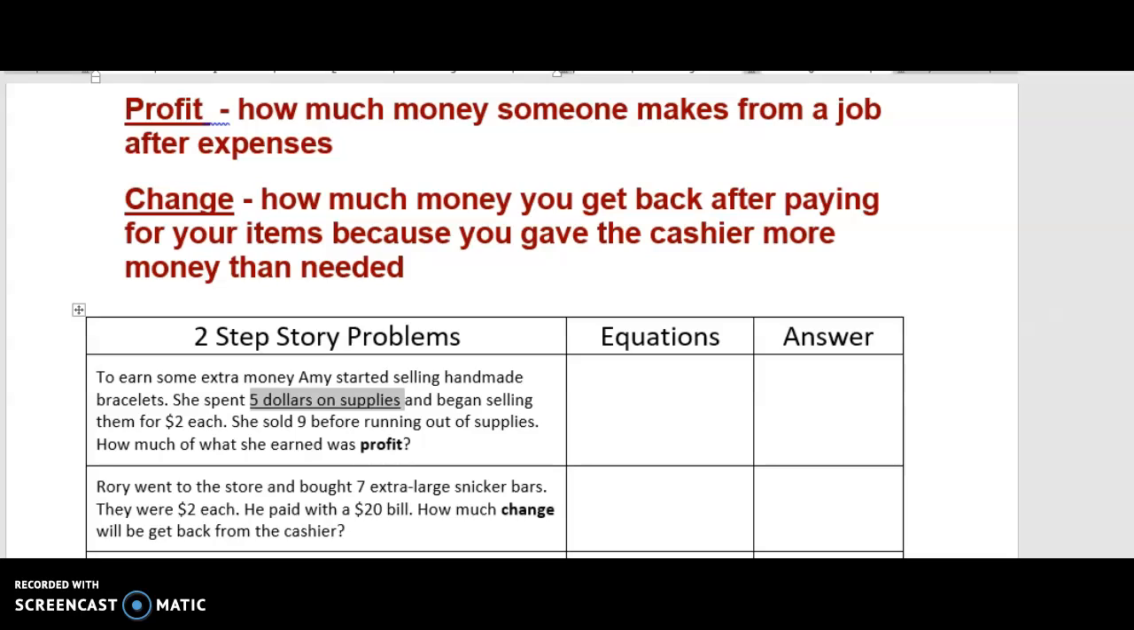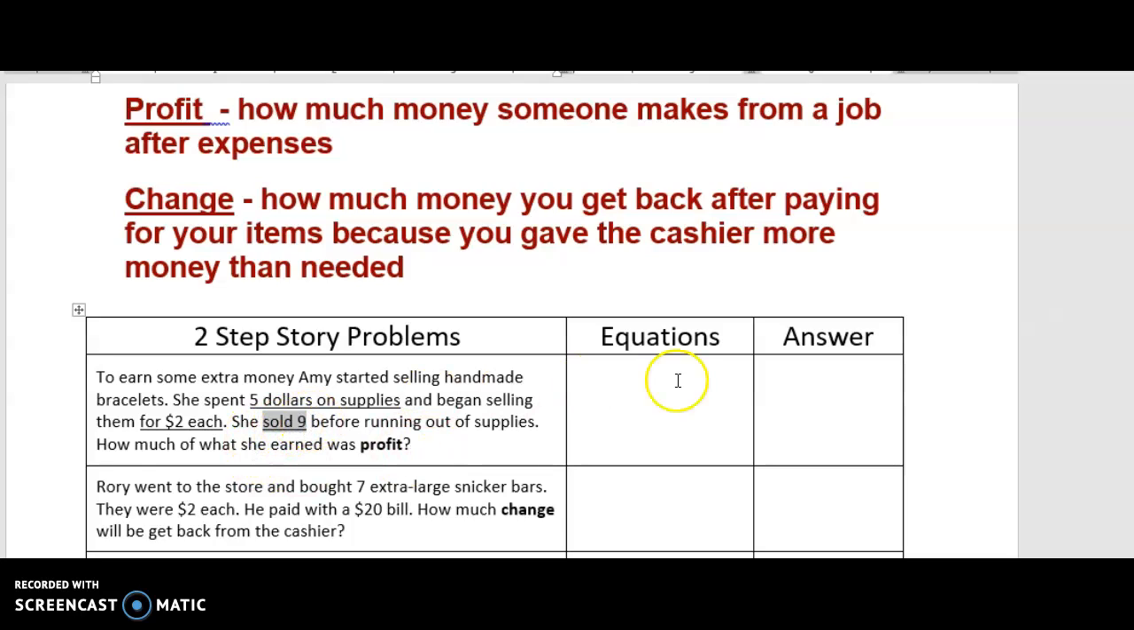Let's go ahead and underline that. And began selling them for $2 each. She sold 9 before running out of supplies. So she ran out of supplies. She can't sell anymore. How much of what she earned was profit? And how much money did she make?